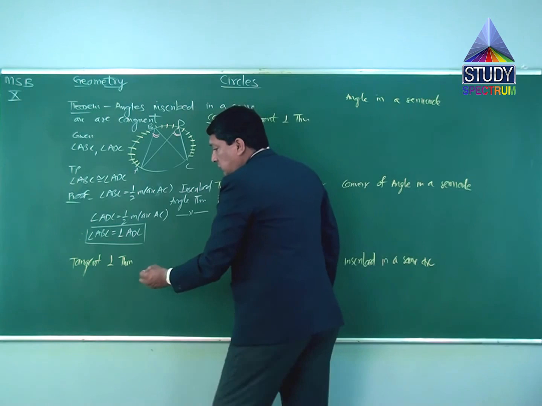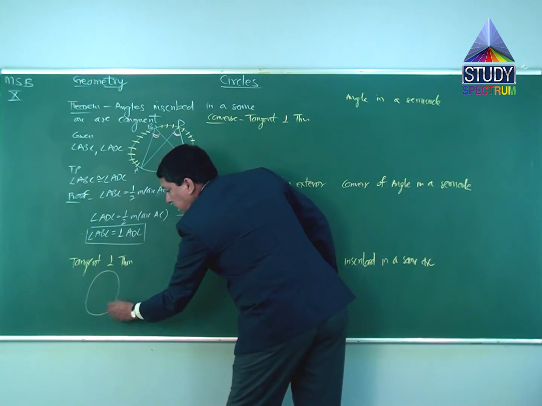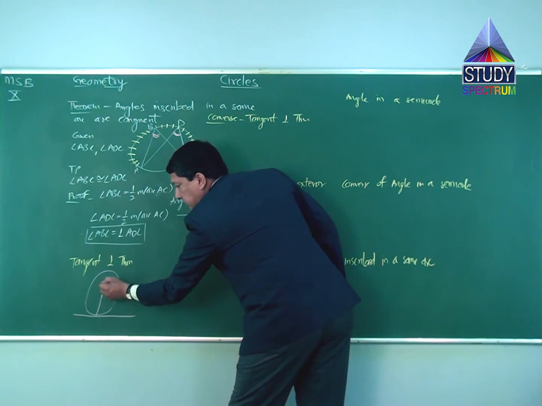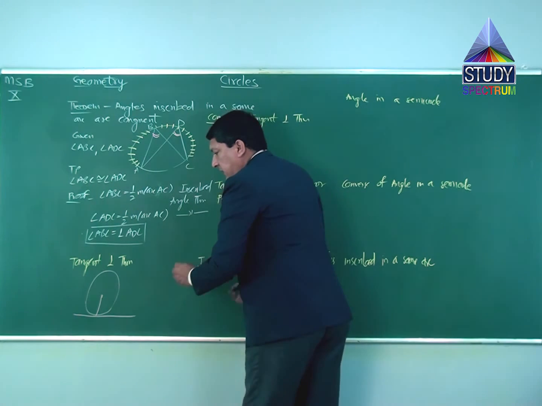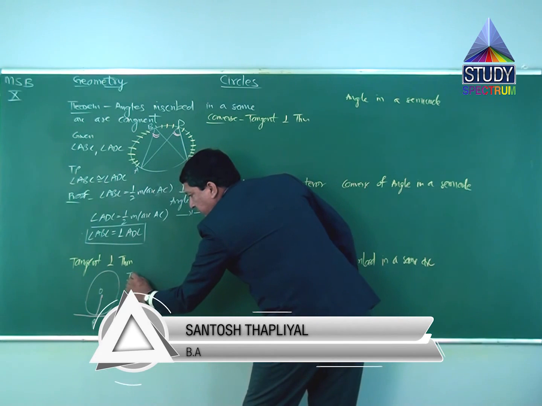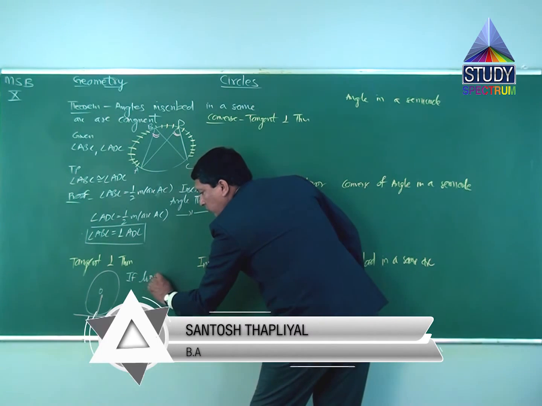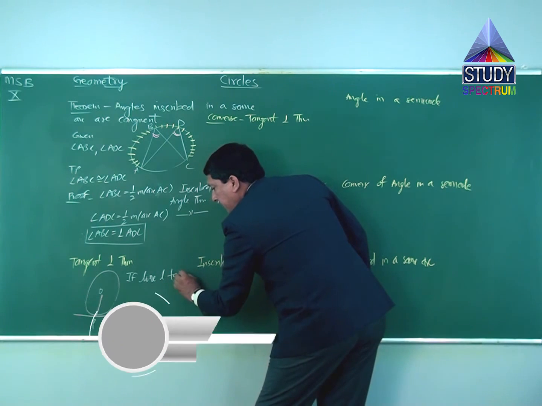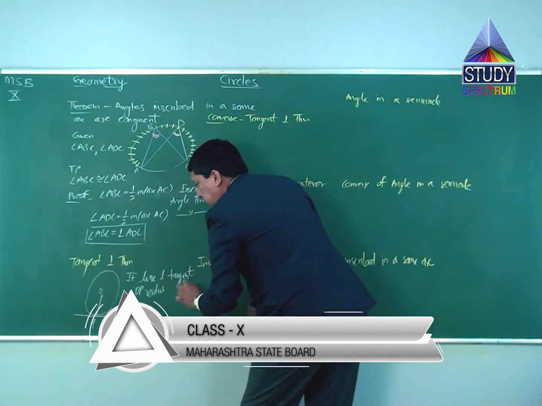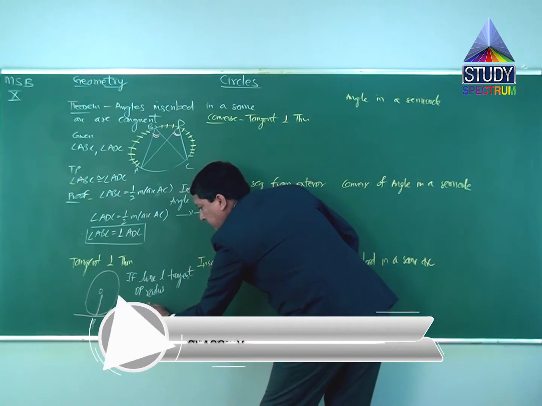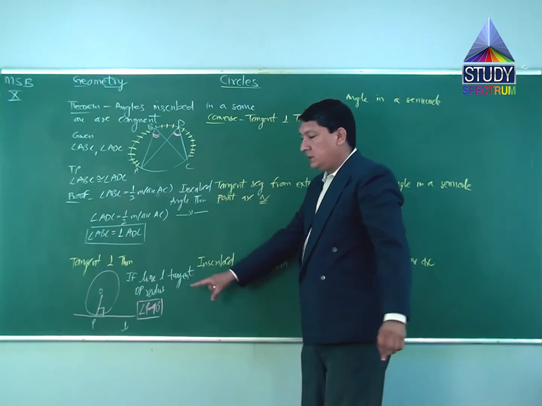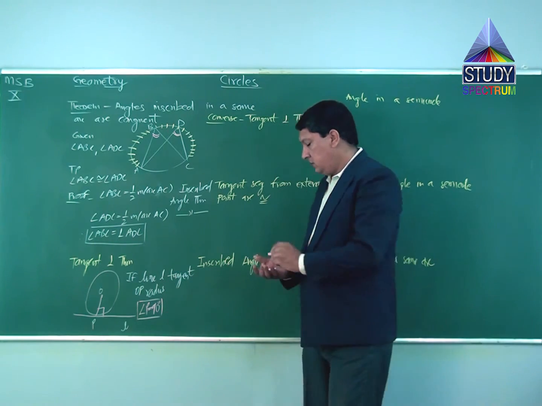Tangent perpendicularity theorem. Circle, tangent, center, radius. So I can write O is the center, line L is tangent. If line L is tangent and OP is the radius, the result is angle P is 90 degrees. Tangent perpendicularity theorem: tangent and radius make a 90 degree angle.